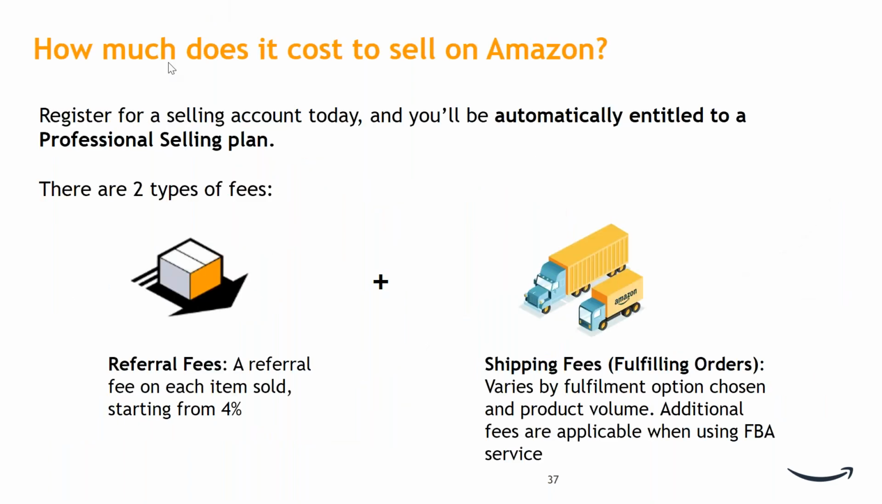Okay, so how much does it cost to sell on Amazon in general? There are two types of fees. We have the referral fee and the shipping fees. The referral fee starts from 4% and the maximum is 15%. This is going to depend on the category of the products that you are offering. The shipping fees vary between the shipping options that you choose. Some additional fees may be applicable when you are using the FBA service.